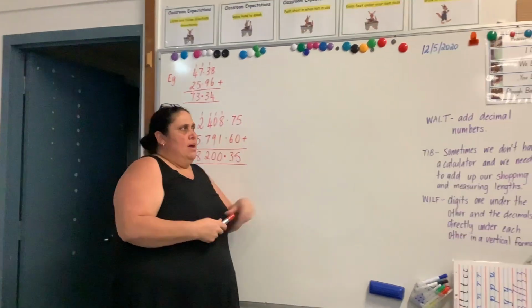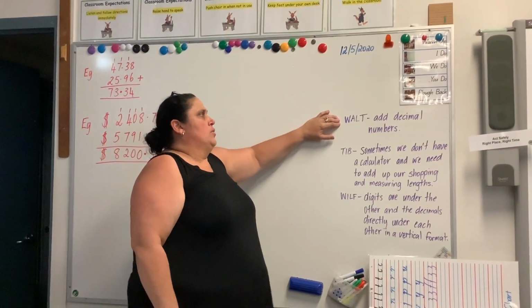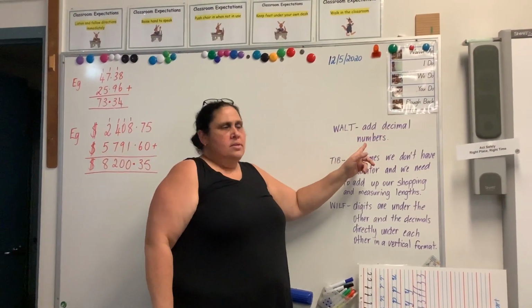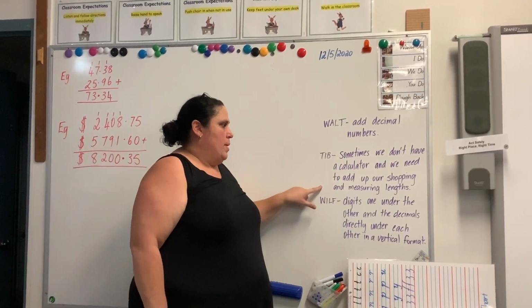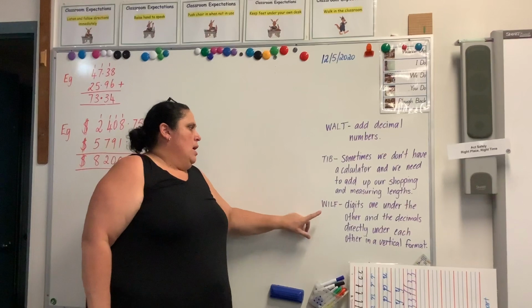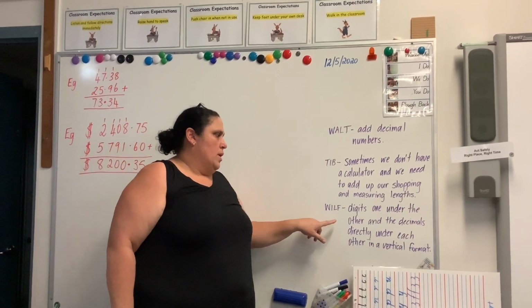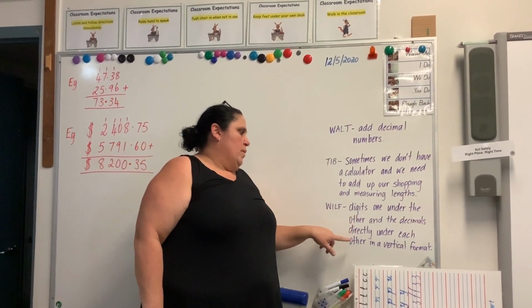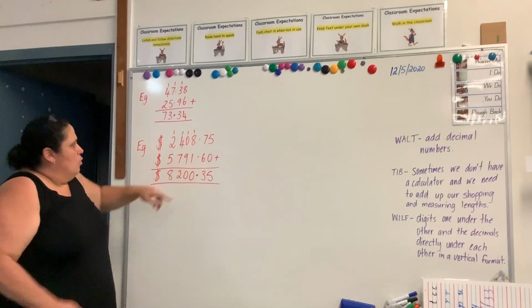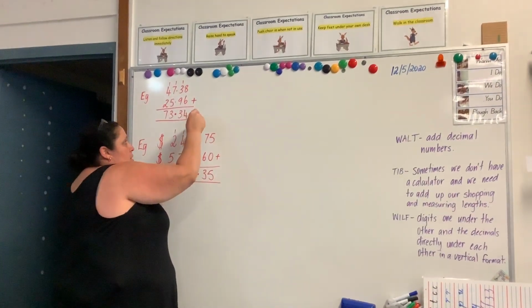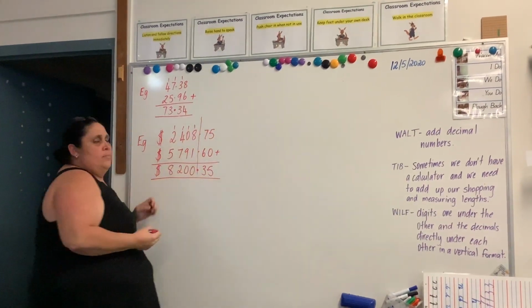So coming back to here, what were we learning to do? Add our decimal numbers. This is because sometimes we don't have a calculator and we need to add up our shopping and our measuring lengths. And what I was looking for is digits one under the other and the decimals directly under each other in a vertical format. I mentioned that. As you can see, they're all under each other. If I draw that line, there would be a line there.